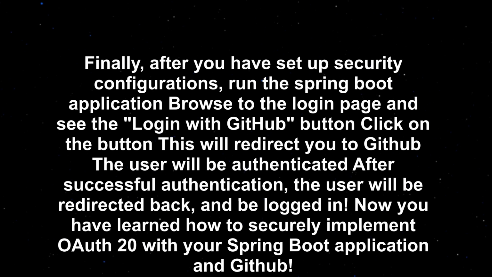Finally, after you have set up the security configurations, run the Spring Boot application, browse to the login page, and see the login with GitHub button. Click on the button. This will redirect you to GitHub. The user will be authenticated. After successful authentication, the user will be redirected back and be logged in. Now you have learned how to securely implement OAuth 2.0 with your Spring Boot application and GitHub.